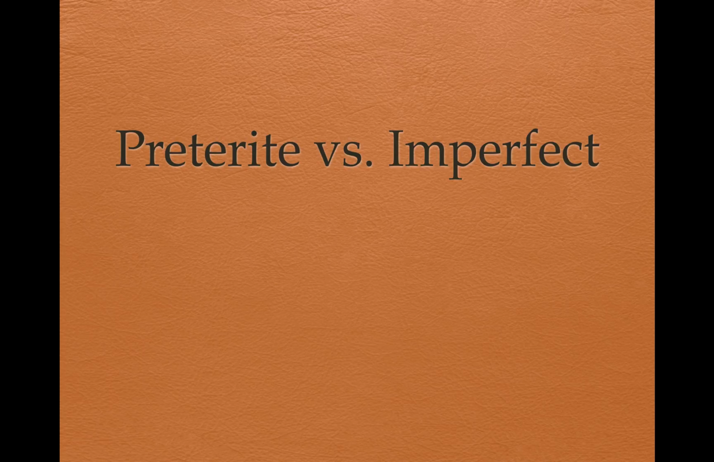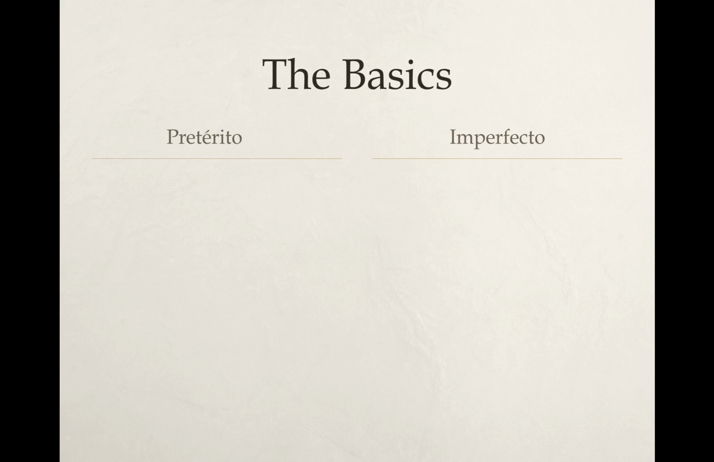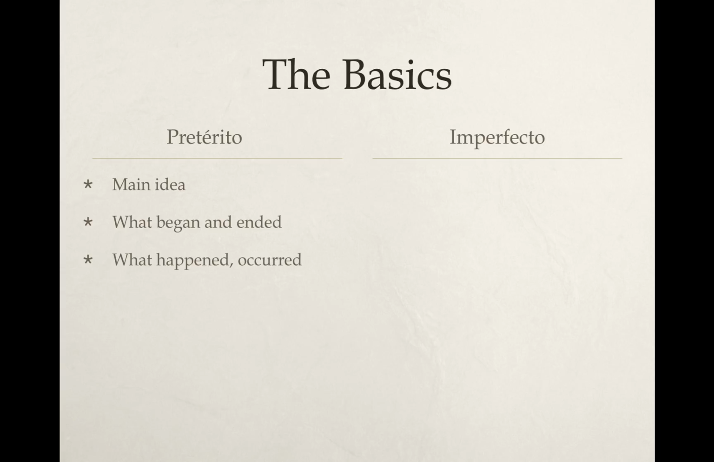We've covered how to form the preterite tense and how to form the imperfect tense, and we spoke about how they are both past tenses. Now we're going to talk about when you use one or the other. Preterite tense is going to get across the main idea, what began and ended, and what happened or occurred. Basically, if you are looking at an action in the past and it happened once, if it's done, if it's over, if it's a completed past action, you're going to use the preterite tense.